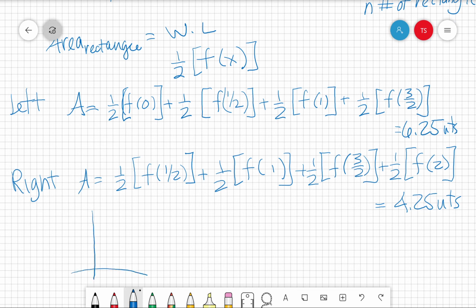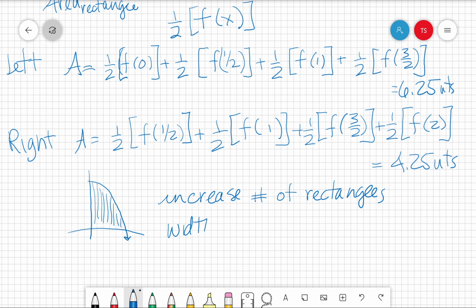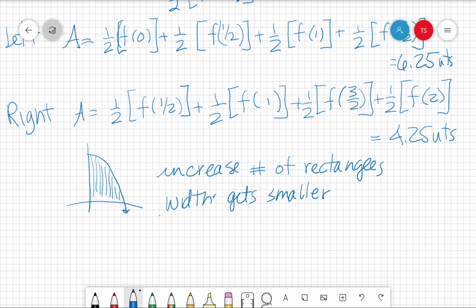And so the idea here is that if we increase the number of rectangles, let me just draw my picture over again. If we increase the number of rectangles, then the width of each rectangle gets smaller, and the difference between, let me just draw a picture of the function.